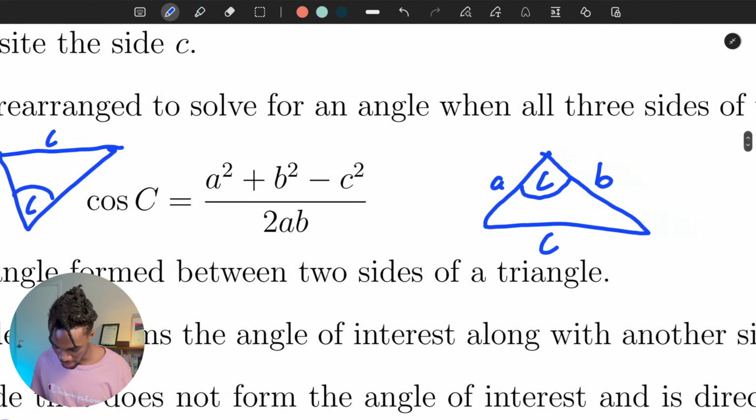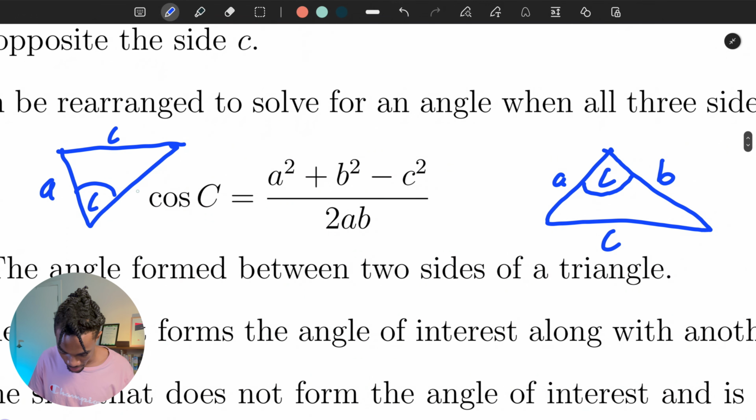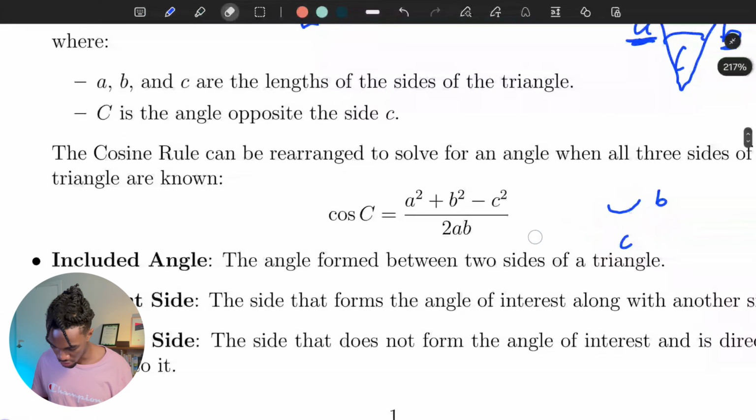So, for example, here, if we have a, b, just plug it into the equation: a squared plus b squared minus the opposite side, so c squared, over 2 times a times b. And you get cosine C. So let's get into some examples of how to do them.